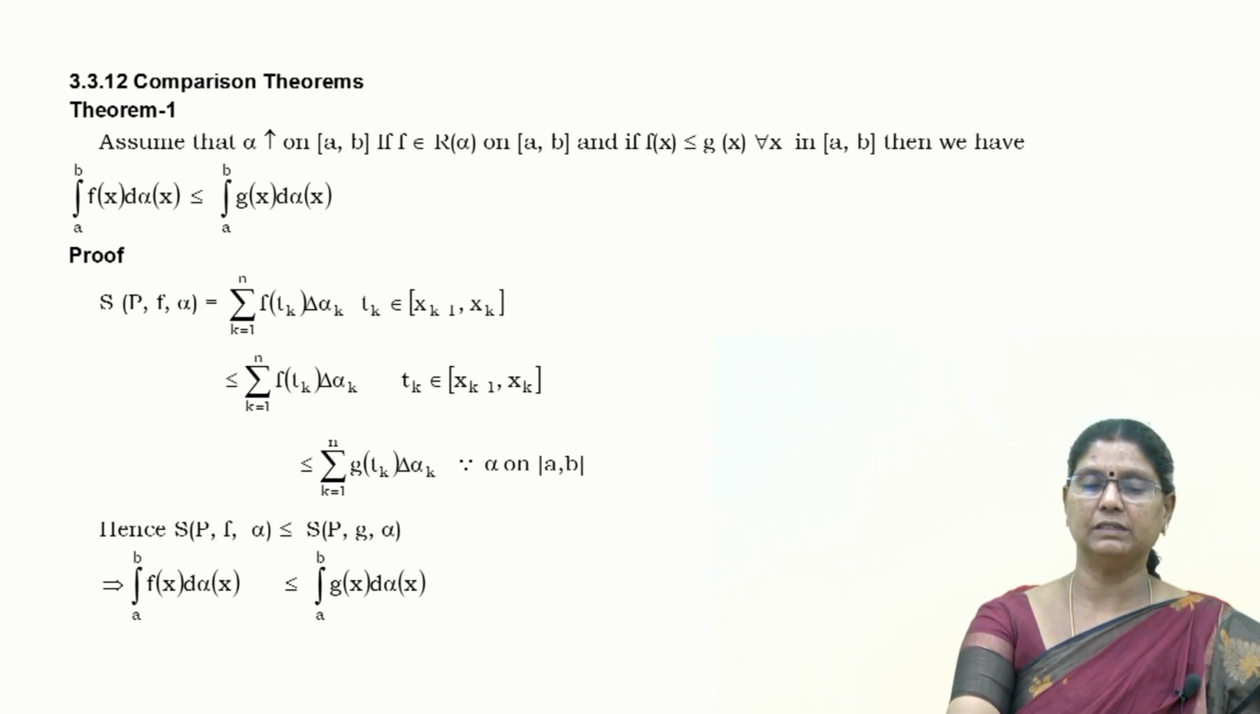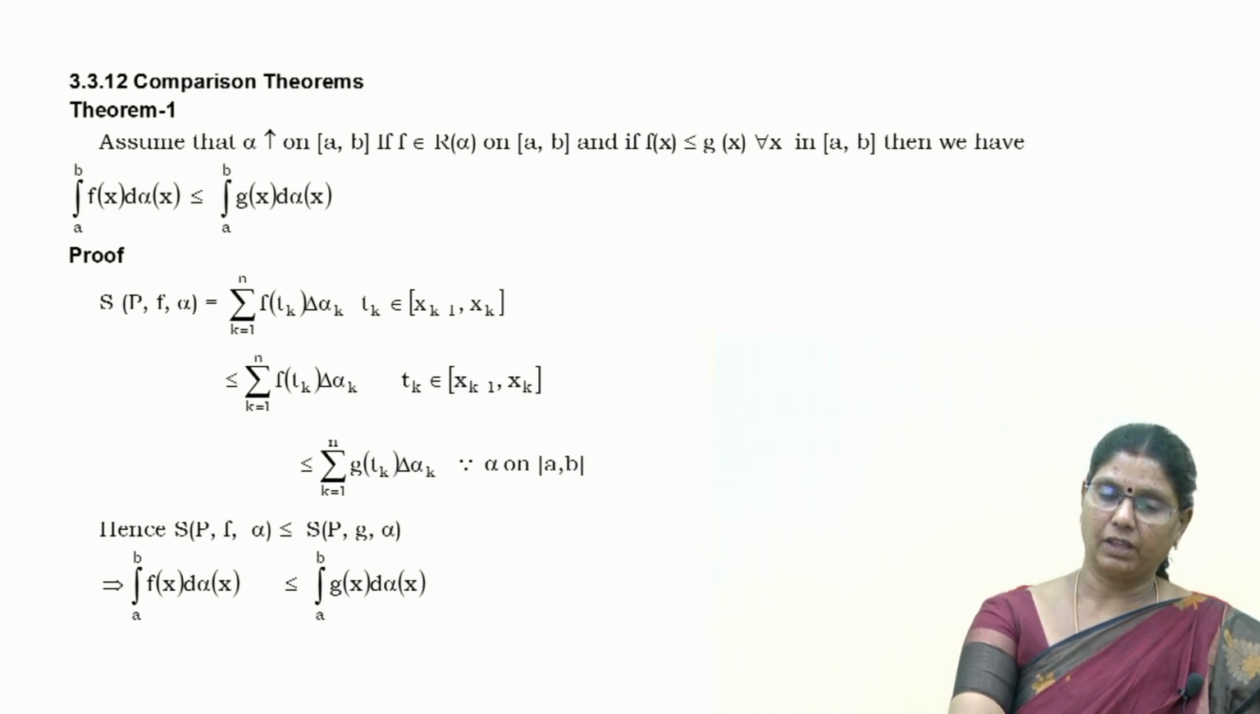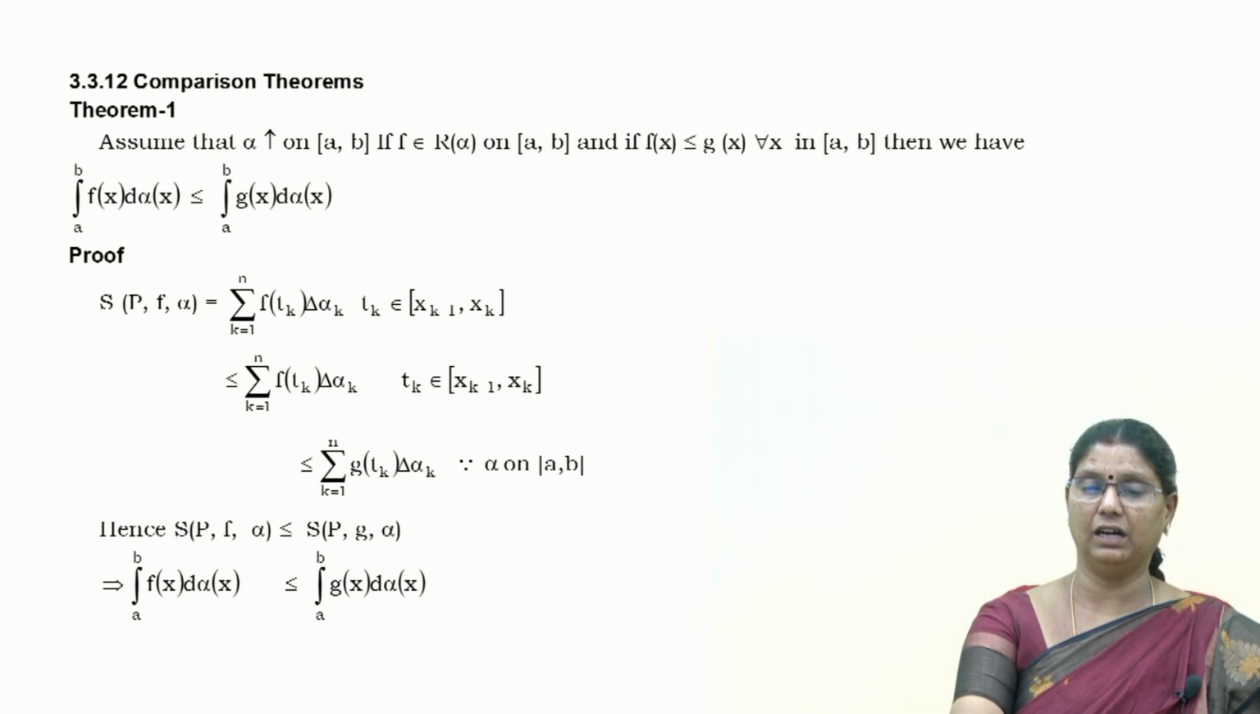So, by definition S(P, f, alpha) can be written as the sum of f of t_k into delta alpha_k. Here t_k belongs to the kth subinterval. Based on the given data that f of x is less than or equal to g of x, we write the sum of f of t_k delta alpha_k is less than or equal to the sum of g of t_k delta alpha_k, and hence S(P, f, alpha) is less than or equal to S(P, g, alpha), and thus the above inequality holds.